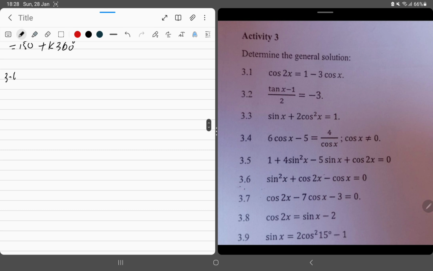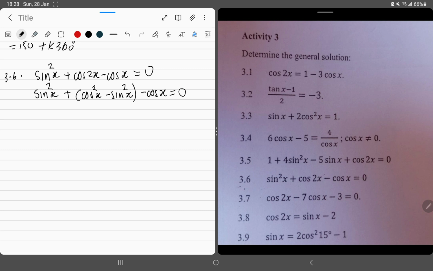3.6. Sine squared x plus cos 2x minus cos of x is equal to 0. So I have two different functions on each side. So I'm going to choose the one that has a combination of the two. So this is sine squared x, and then I'm choosing cos squared x minus sine squared x minus cos of x is equal to 0. So this will take care of that.